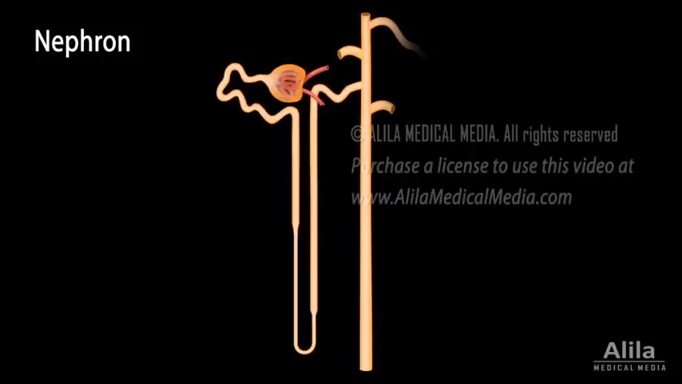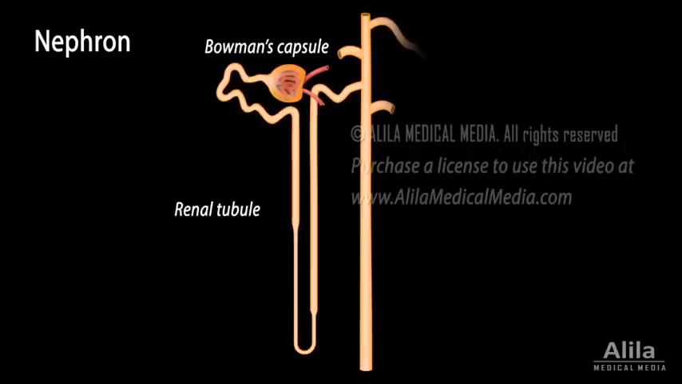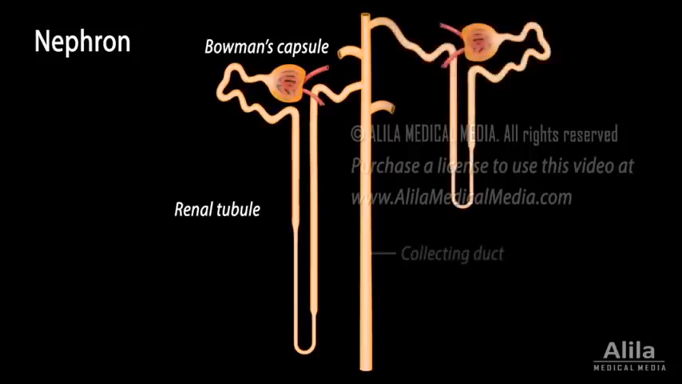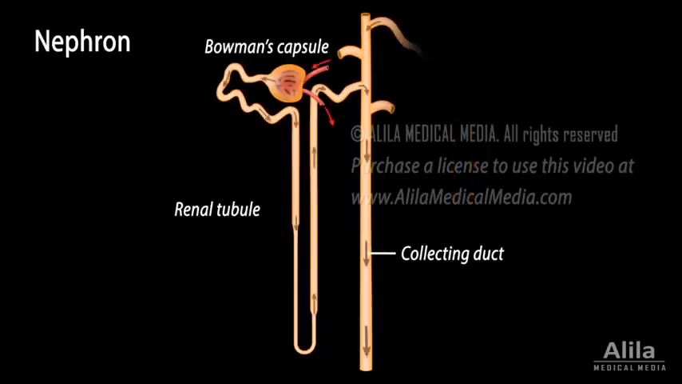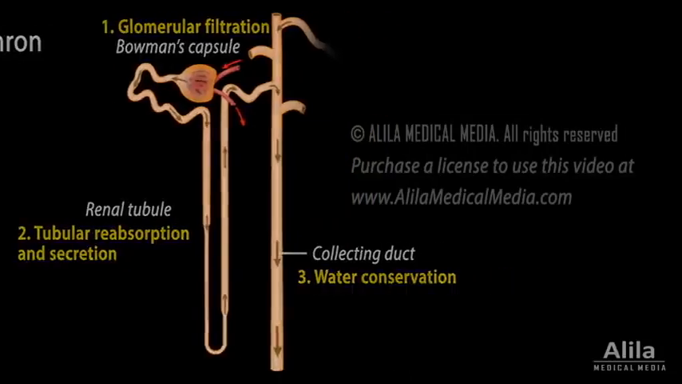Each kidney contains over 1 million nephrons. A nephron consists of two major parts, a glomerular capsule, or Bowman's capsule, and a long renal tubule. Renal tubules of several nephrons connect to a common collecting duct. There are 3 steps in the formation of urine: glomerular filtration, tubular reabsorption and secretion, and water conservation.